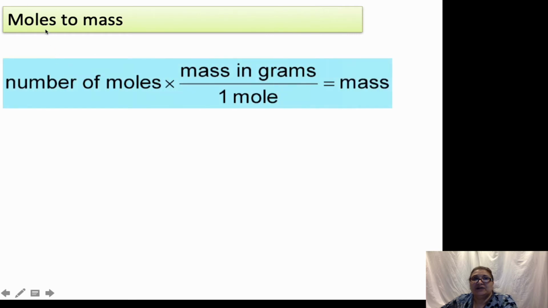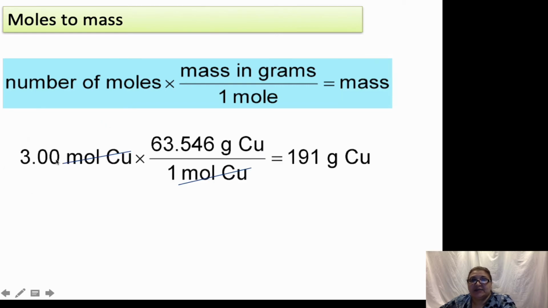Well, now we're going to convert from moles to mass, and we just look it up and set it up per 1 mole. So for example, if you started out with 3 moles of copper, you look up copper, which is 63.546. You want to cancel out moles, so you set it up so you can multiply by molar mass, and moles will cancel out. 63 multiplied by 3 is 191.